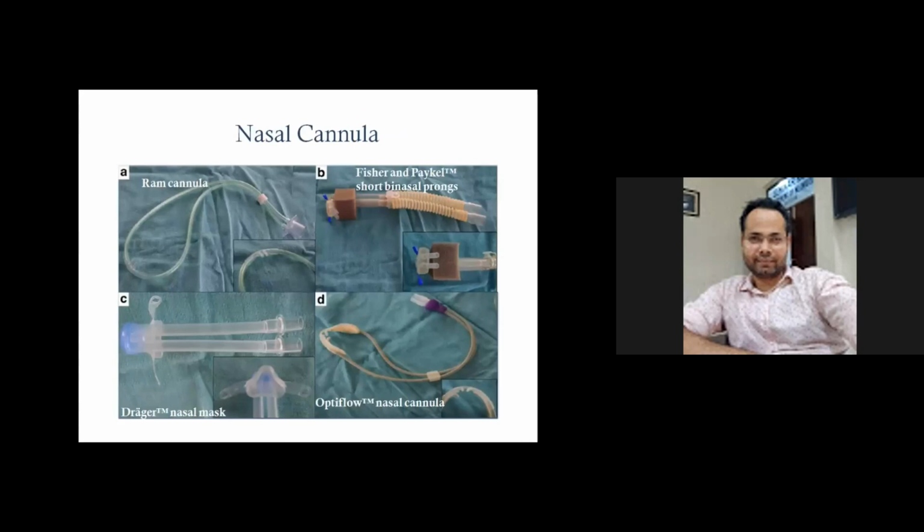So various nasal cannulas can be used: a ramp cannula, then a tissue-specific short binasal cannula, then this is the nasal mask, and this is the Optiflow cannula which we commonly use for our babies.